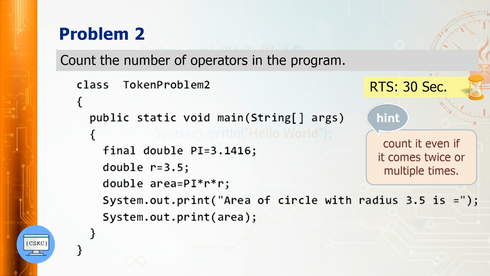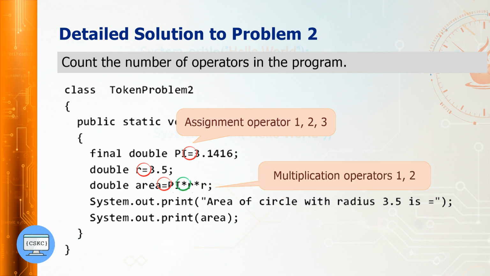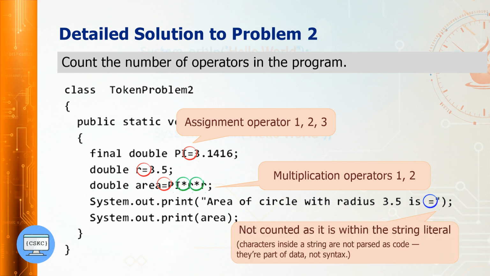Pause again now. Replay further when you are ready with the answer. Here is the detailed solution. Here are assignment operators 1, 2 and 3. And these are multiplication operators 1 and 2. This will not be counted as it is within the string literal. So total number of operators are 5.